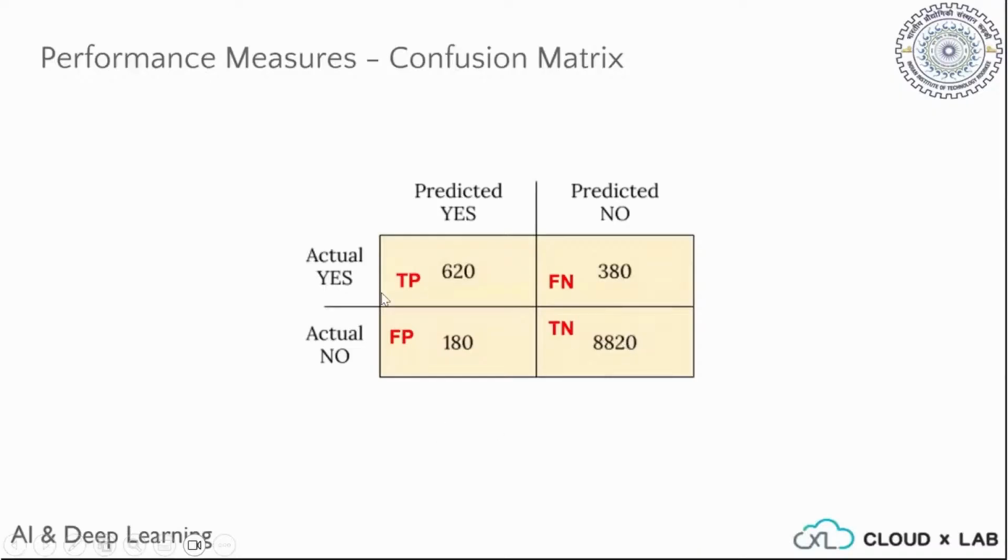Now, given this confusion matrix, can you calculate the accuracy of this model? Given this confusion matrix, can we calculate the accuracy of this model? 94.4%. Yes, the true ones divided by total. It will be the sum of diagonal elements divided by the sum of all values, right? Okay, so this is the accuracy that you can easily calculate.